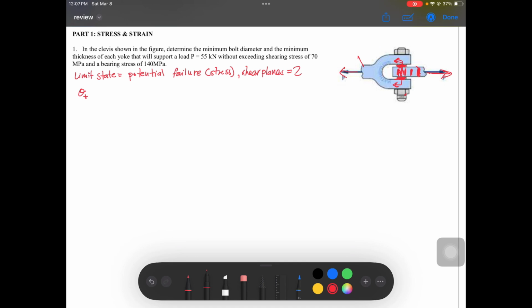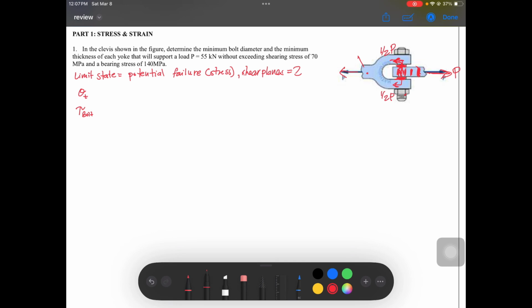So, since may dalawang shear plane, maghahati ang dalawang ito ng load. Kung may P ka dito, ang dadaan dito half na lang ng P and then dito half na lang ng P. Since symmetrical yung ating clevis. So, that is by shearing ng bolt. Sa bolt yan na. And then, pag nakalampas na sila sa bolt, pupunta na siya sa clevis.